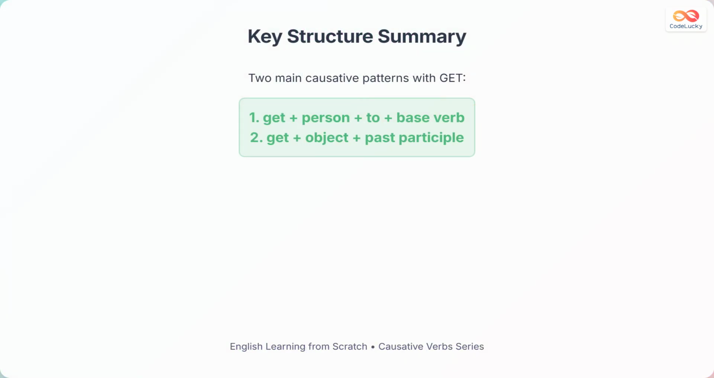Remember two main structures with get. First, get plus person plus to plus base verb, which means persuading someone. Second, get plus object plus past participle, meaning arranging for something to be done by someone else.